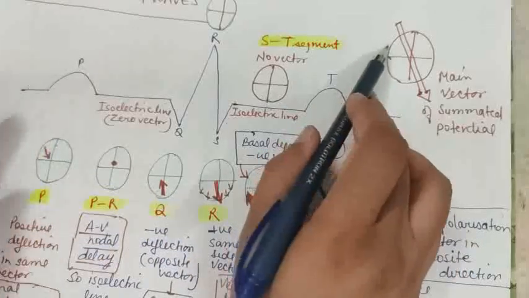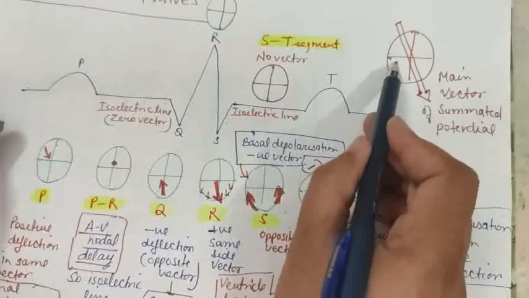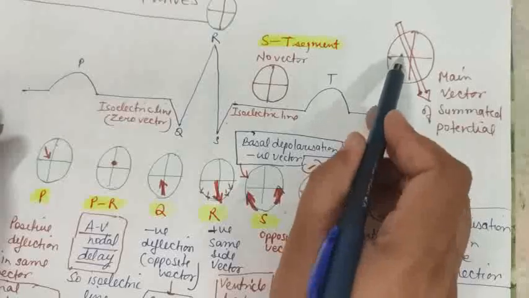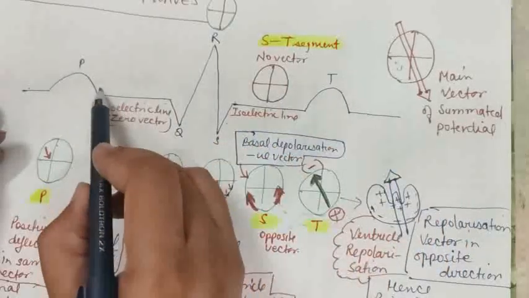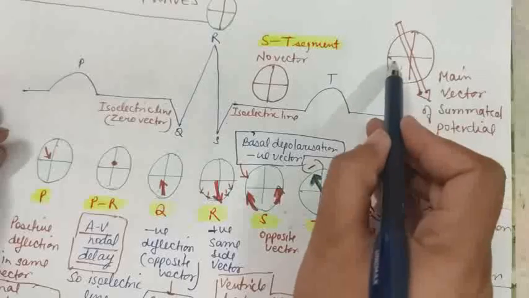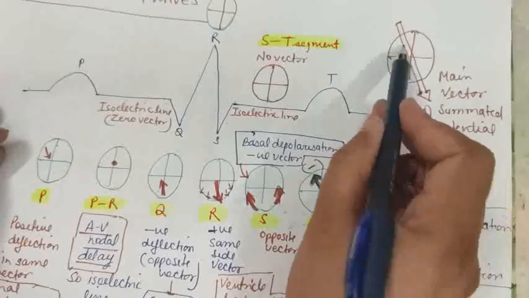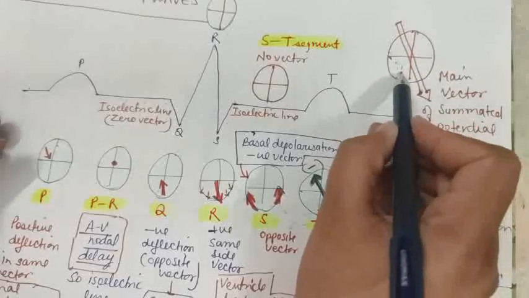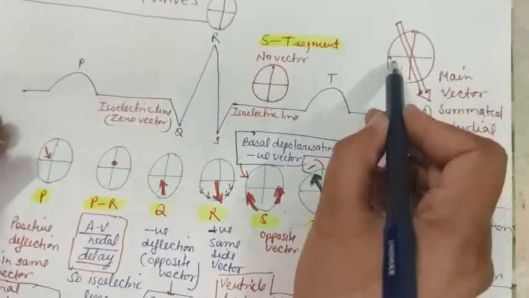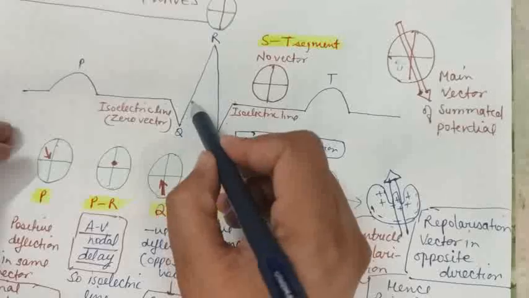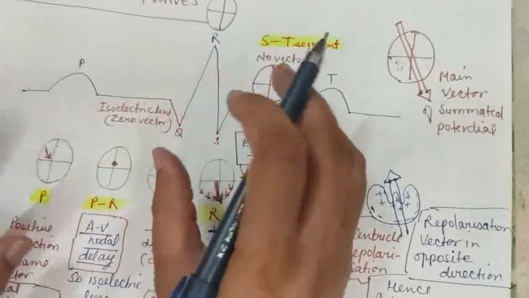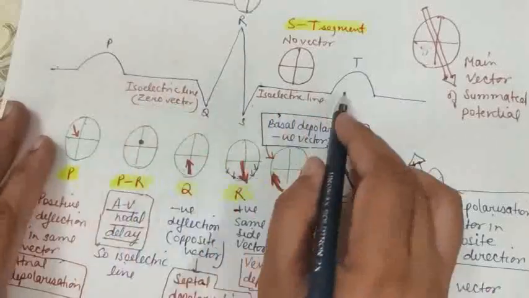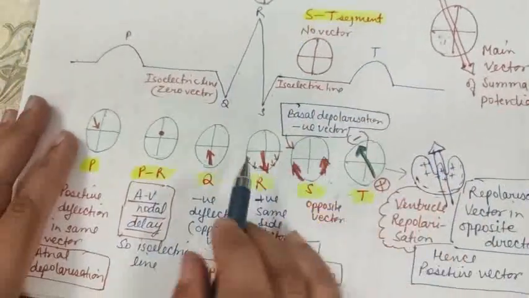Whenever the action potential or depolarization wave is going in the same direction as this vector, a positive wave will arise. Whenever there is no direction of potential change with respect to this vector, it will be a straight line. And whenever the direction of potential change is opposite to this vector, there is negative deflection. So let's see briefly how the PQRS complex and T wave arise.